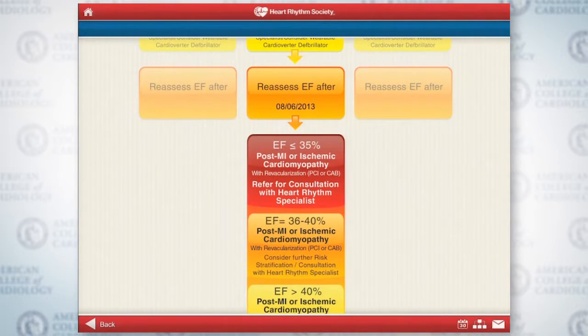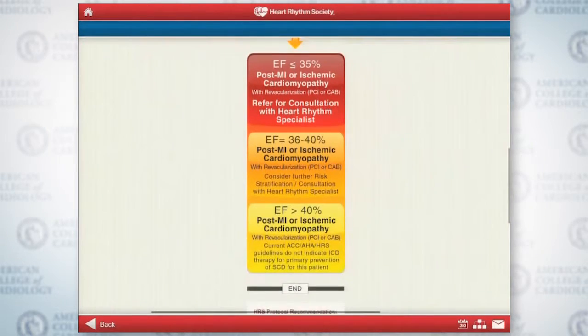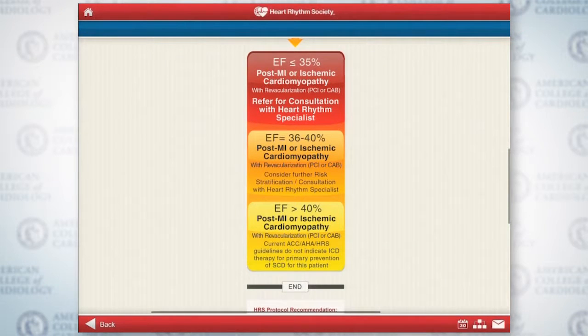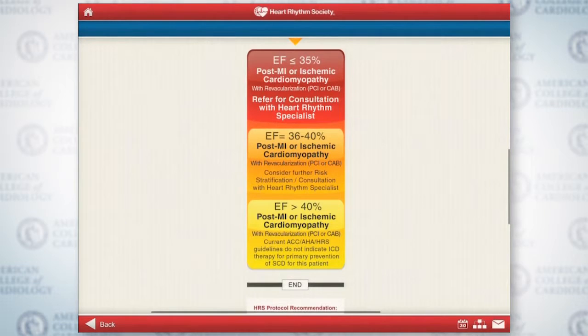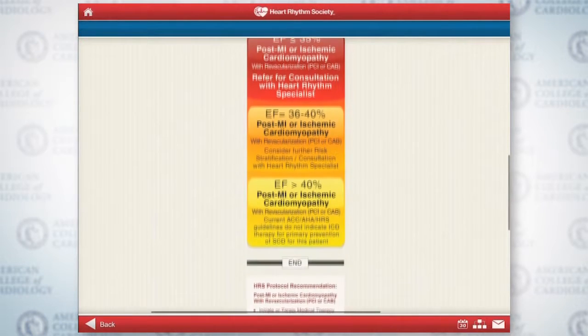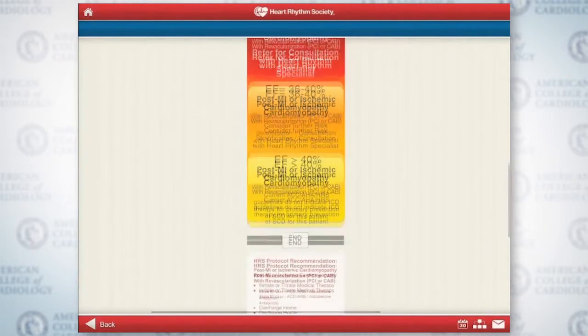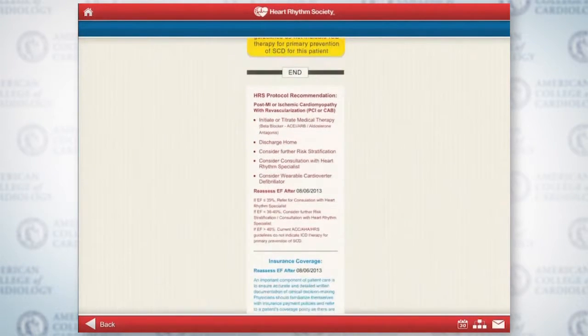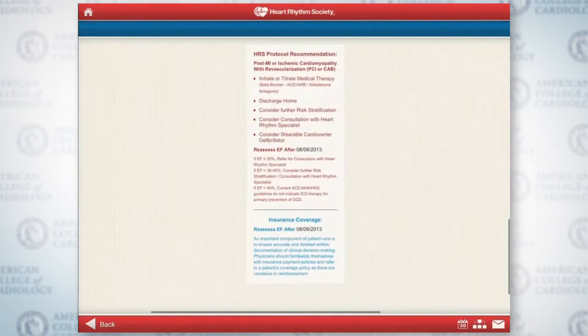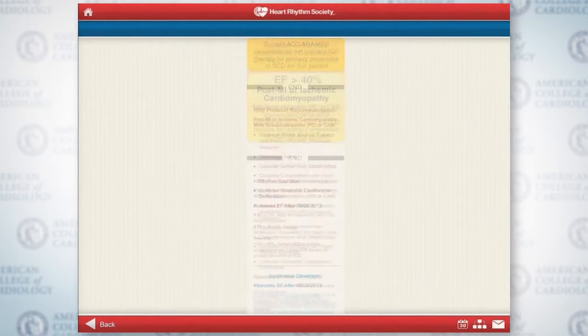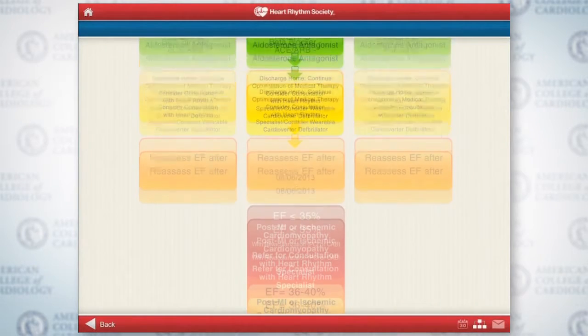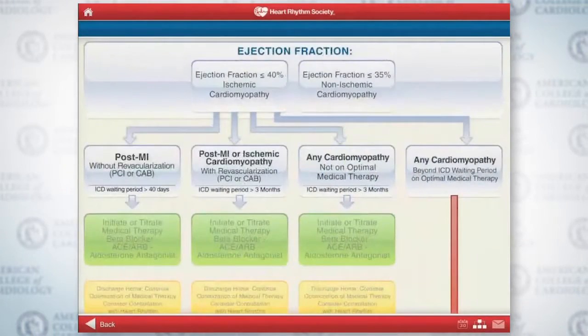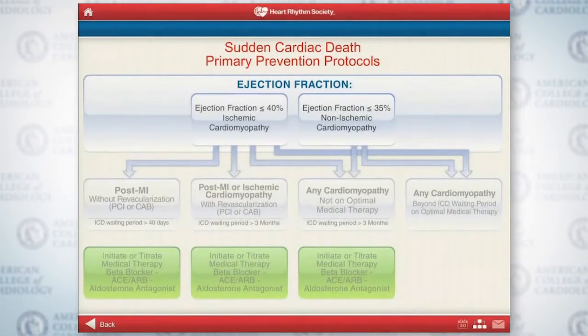During this waiting period, the patient returns and is now found to have an EF of 35. An ICD is indicated, so they're either referred to a heart rhythm specialist or receive an ICD if you are a heart rhythm specialist. If the EF is 36 to 40, again, further risk stratification. EF greater than 40, they're continued on optimal medical therapy. And at the bottom here is a summary of those recommendations. So let's go through another scenario.